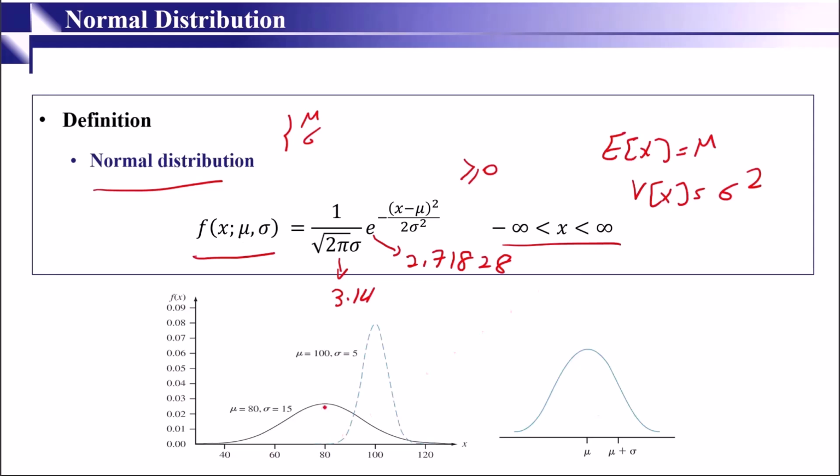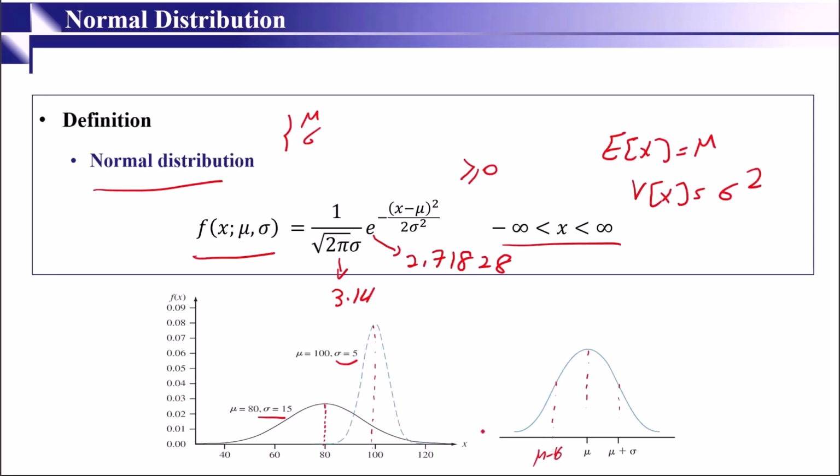We can see three different normal distributions. This is with a mean of 80 and a standard deviation of 15. This one is with a mean of 100 and a standard deviation of 5. And this is the mean, and here is mu plus sigma, and here is mu minus sigma, right?